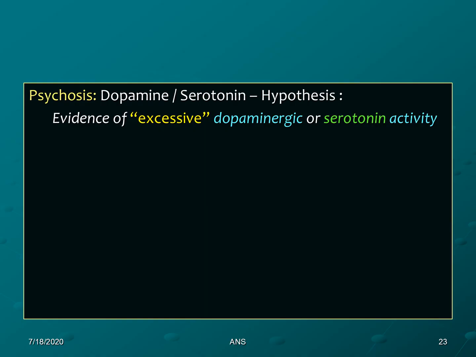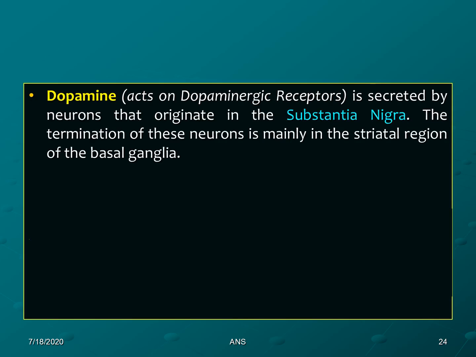As I told you, psychotic patients are those who have lost their insight, unaware about their problem. As we have seen, monoamine hypothesis in depression, here it's dopamine and serotonin hypothesis. Here there is evidence of excessive dopaminergic and serotonin activity. Dopamine will also act in the central dopaminergic receptor secreted by the neuron present in the substantia nigra especially. The termination of these neurons is mainly in the striatal region of the basal ganglia.